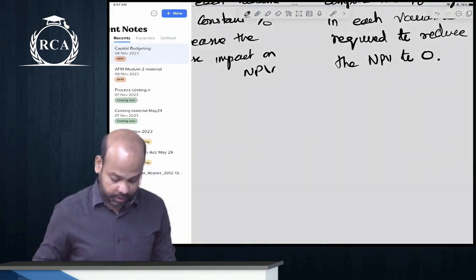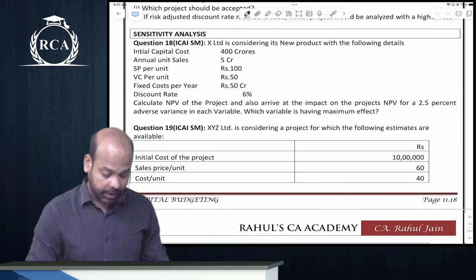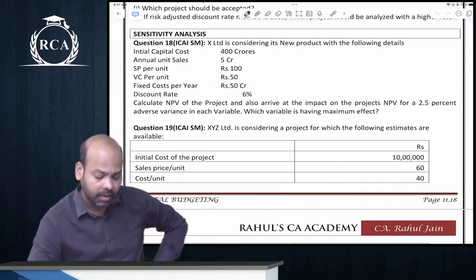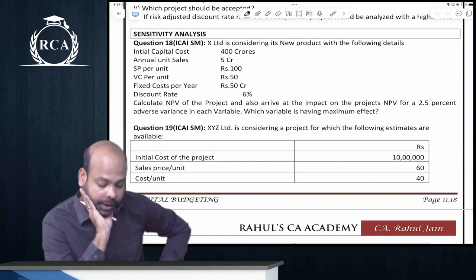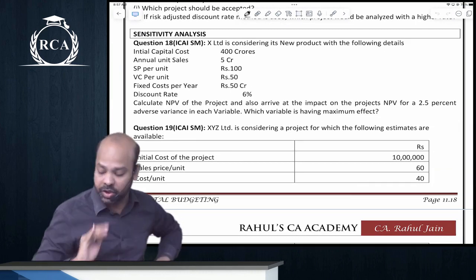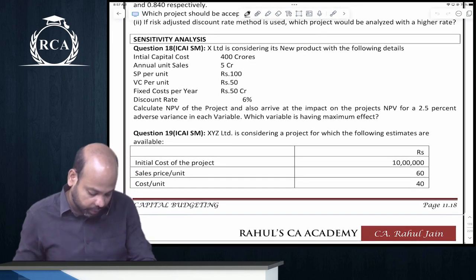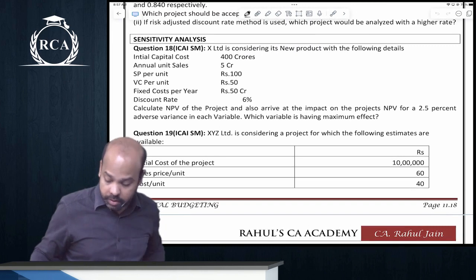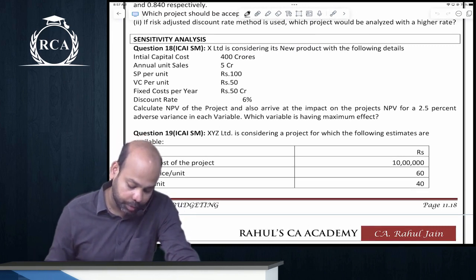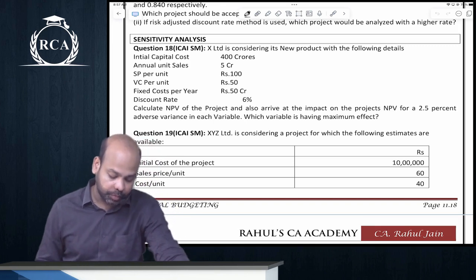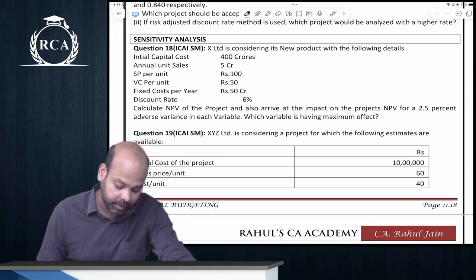Question number 18, beta. X Limited is considering its new product with the following details. There's an initial capital cost of 400 crores. Annual unit sales is 5 crores. Selling price per unit is 100 rupees. Variable cost per unit is 50. Fixed cost per year 50 crores. Discount rate 6%.